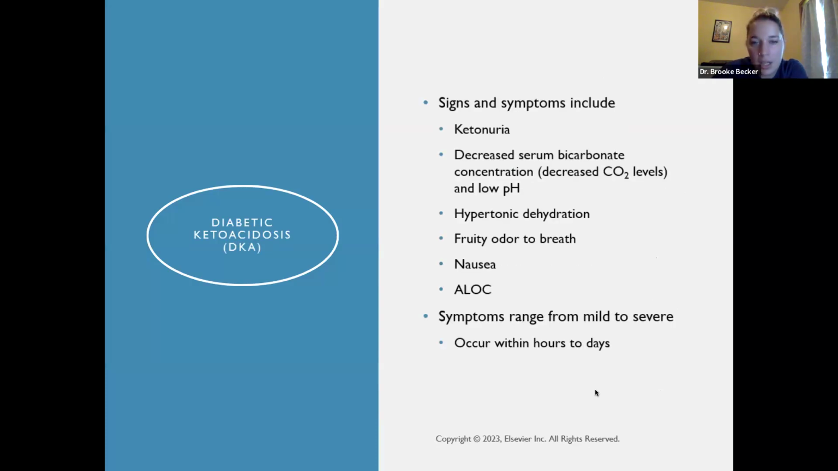So you're going to see ketones in the urine, decreased CO2 levels in the blood and urine. They're going to have that fruity breath, nausea. They're going to a lot of times have an altered level of consciousness, and these symptoms can progress from mild to severe within a few hours to days.